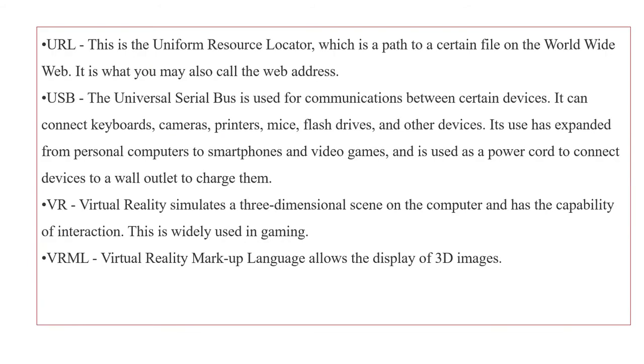Then we have URL. What is URL? Domain name we have already discussed, HTTP and all. URL is uniform resource locator. So what is uniform resource locator? It is a path to a certain file on the world wide web. It is also called the web address.